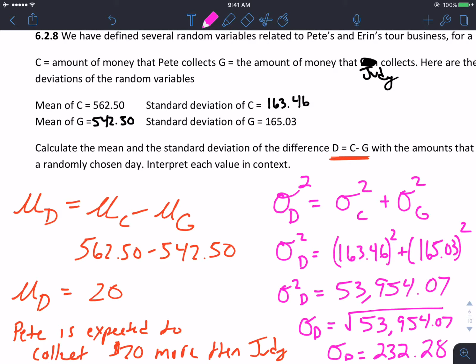And what that is saying is that typically the difference in amounts collected by Pete and Judy is $232.28. So the average difference collected is $20, but the difference on individual days is typically $232.